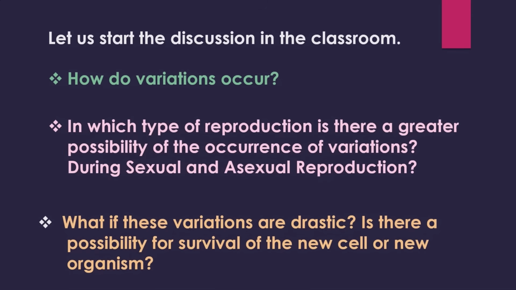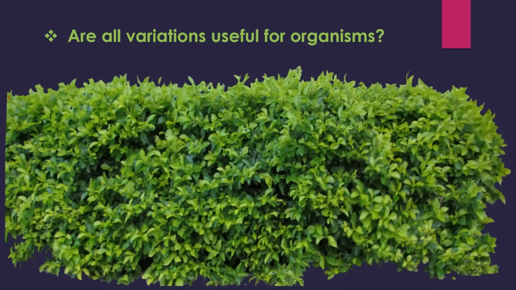What if these variations are drastic? Is there a possibility for survival of the new cell or new organism? For this question, we can explain that if the variations are drastic, if the variations are much more in number, the new cell or the new organism cannot tolerate or sustain them. Hence, they would die soon.